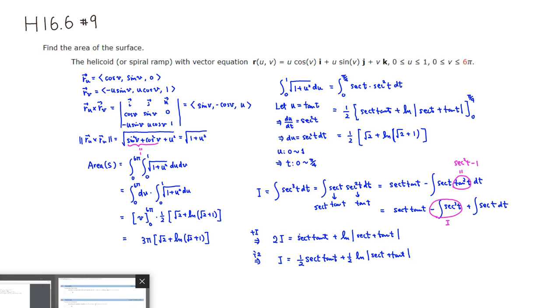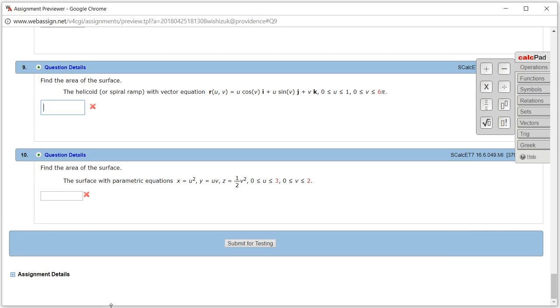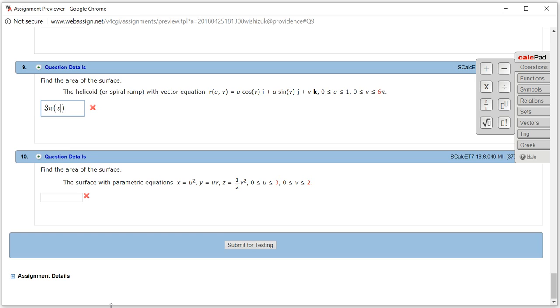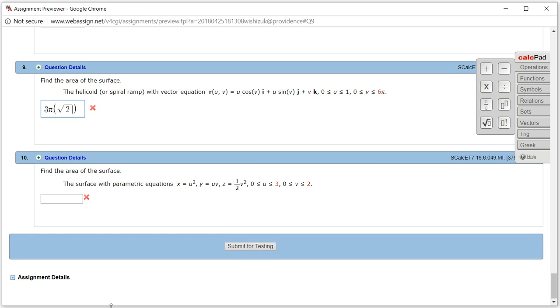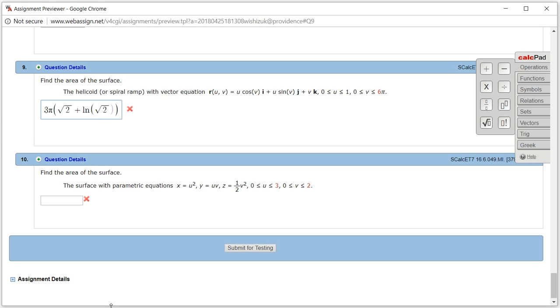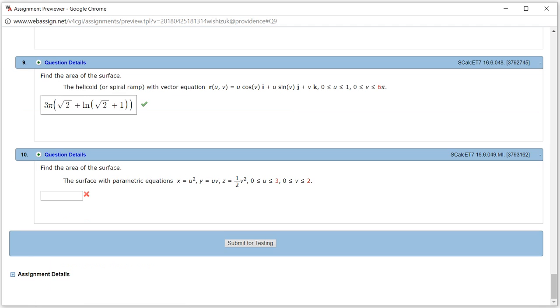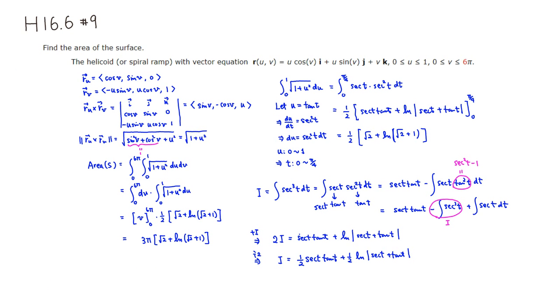All right, so let's type it in. What we got was 3 pi times, square root of 2 plus natural log of square root of 2 plus 1. Let's check submit for testing. It came back and looks like we got this one correctly. All right, that's it. I hope that this was clear.